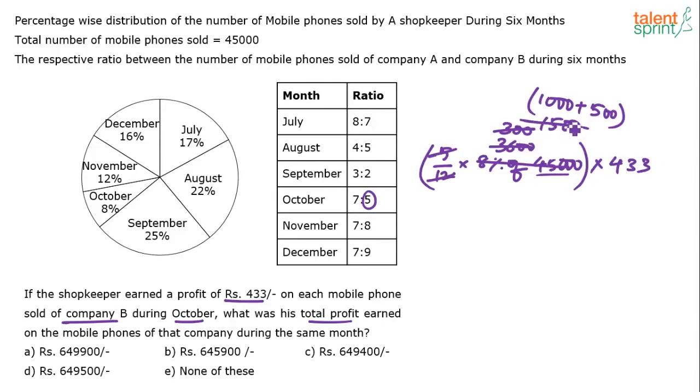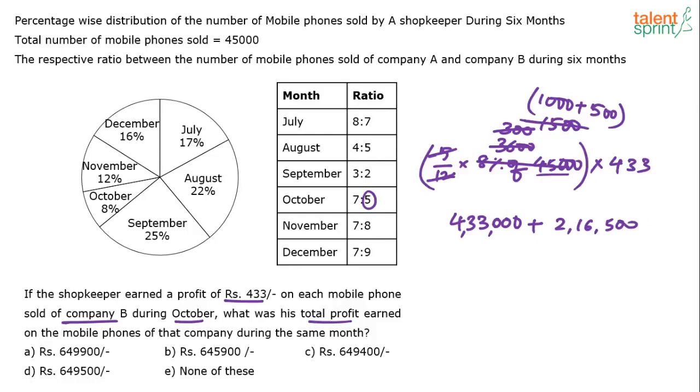1500 is 1000 plus 500. Now 1000 into 433 is readily available: 433,000, which is 4,33,000. Yes or no? Plus 500 into 433. Now 500 into 433 is half of this. What is half of 4,33,000? It will be 2,16,500.